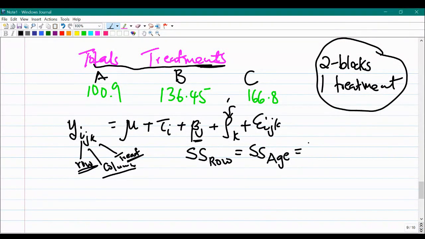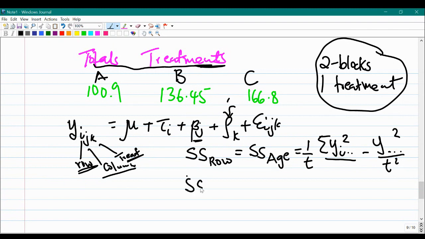We'll say 1 over T summation of yi dot squared, we are dividing by T here, minus y dot squared divided by what? T squared. The good thing about this design is the formulas don't change that much.